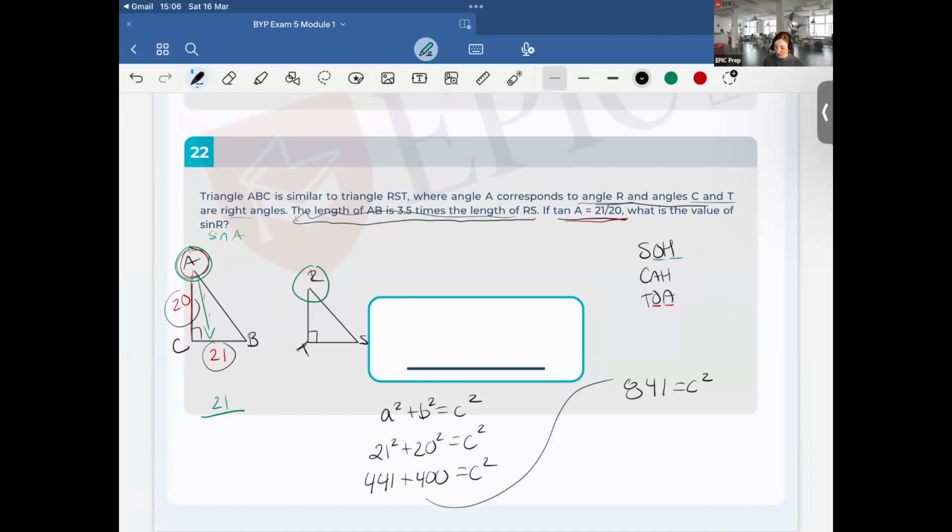841 is a perfect square. Square root it. But 29 is equal to c. Amazing. So that means hypotenuse is 29. And therefore, this sine of A opposite over hypotenuse, 21 over 29. And I can simply type that in here to the answer sheet. Okay. And that is module 1.